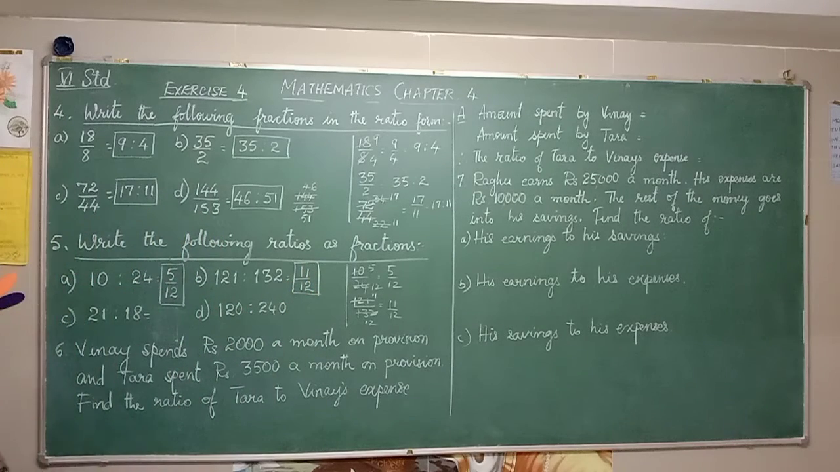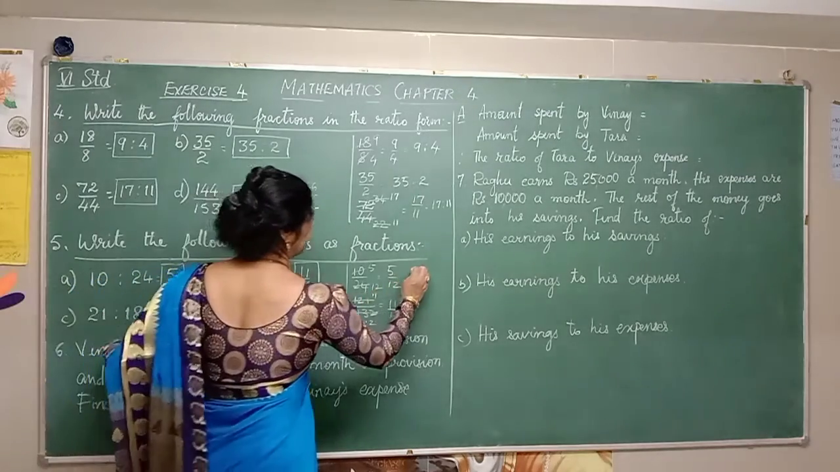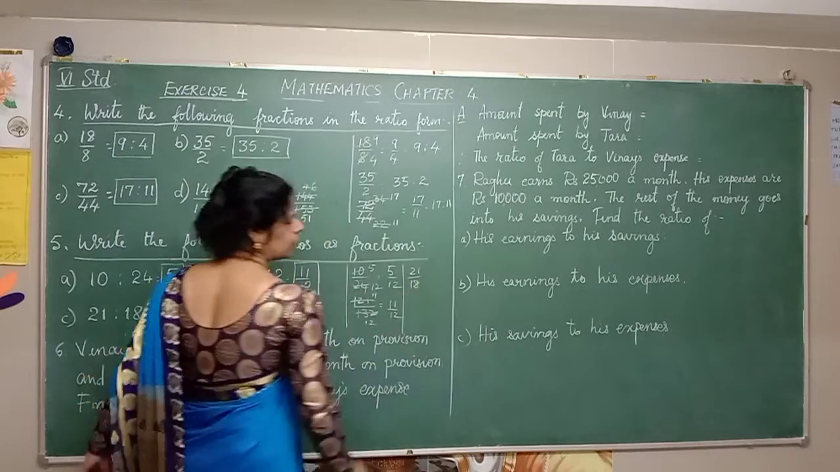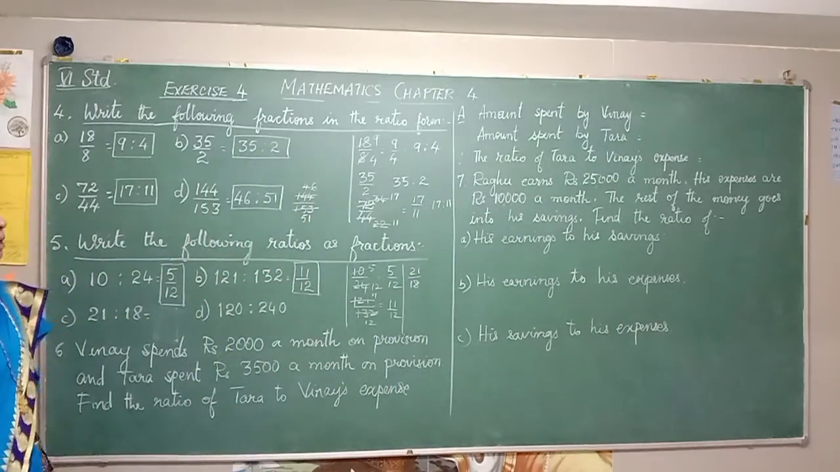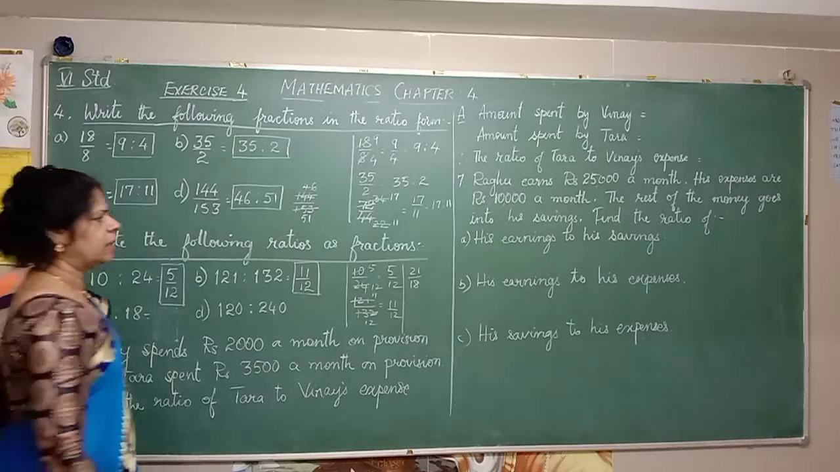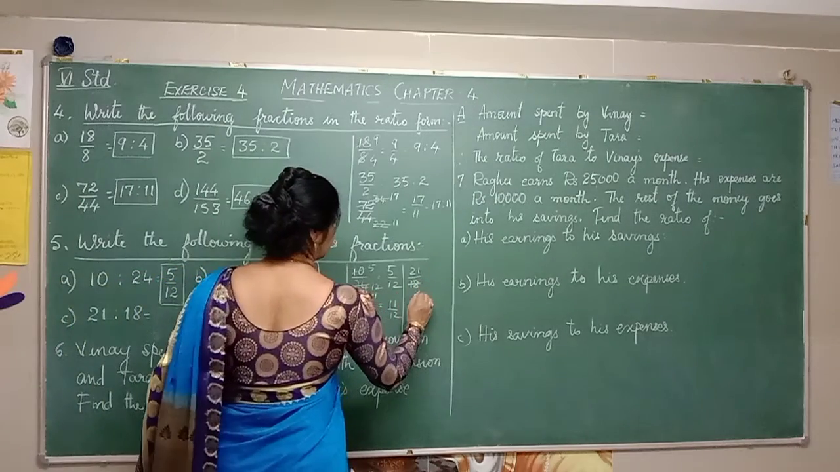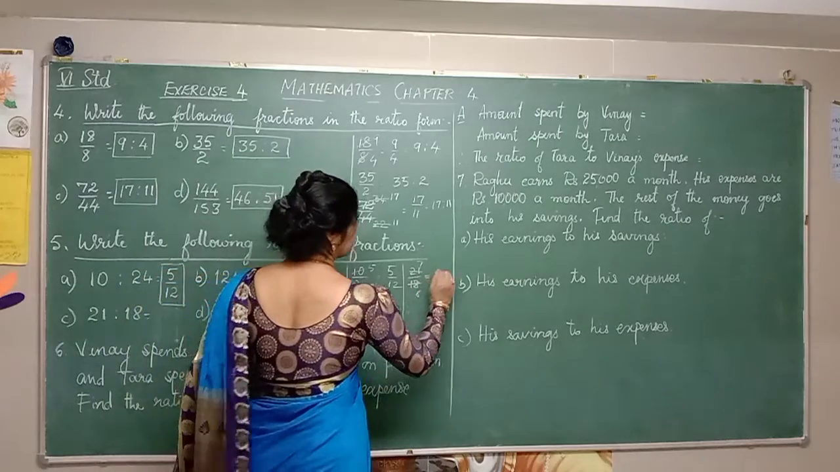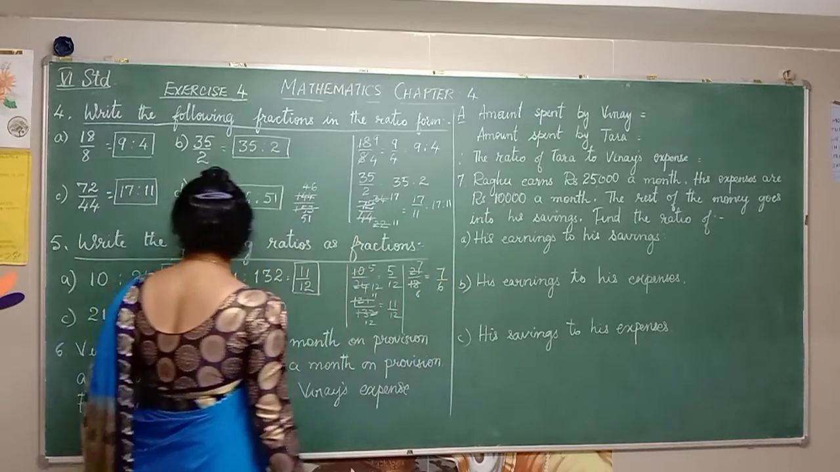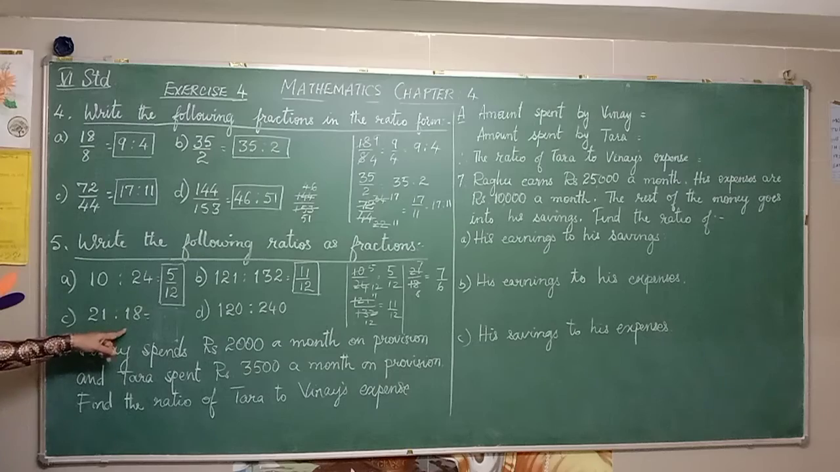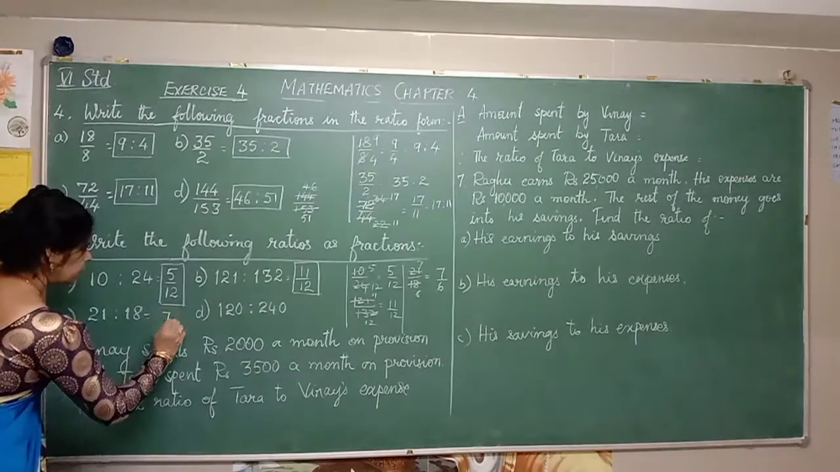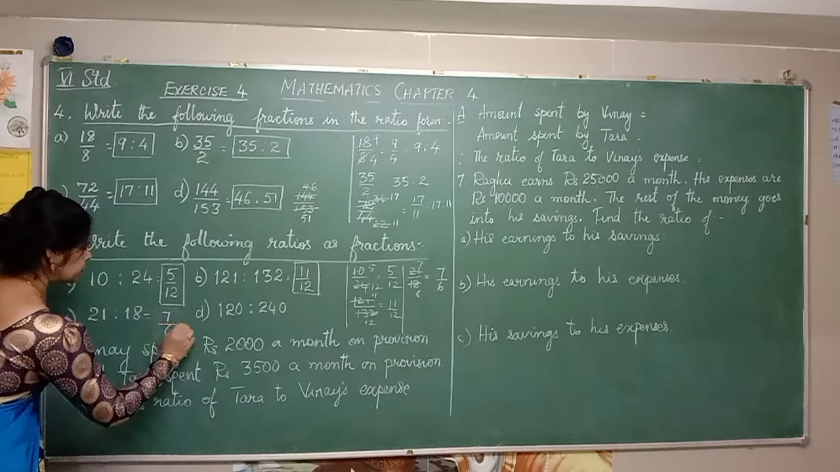Okay, now let us go for the next one. It is 21 by 18. You can see very well in which table it goes. The 3 table, isn't it? 3 6s are 18, 3 7s are 21. So the answer is 7 by 6. So for 21 is to 18, what is the fraction? 7 by 6.